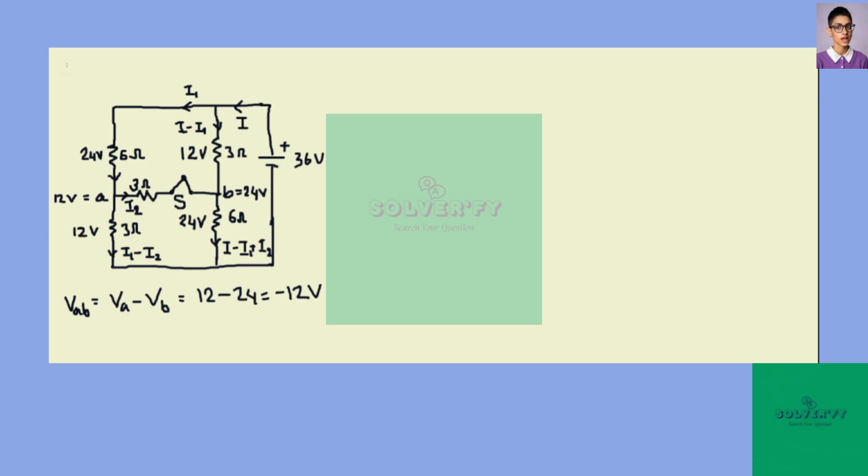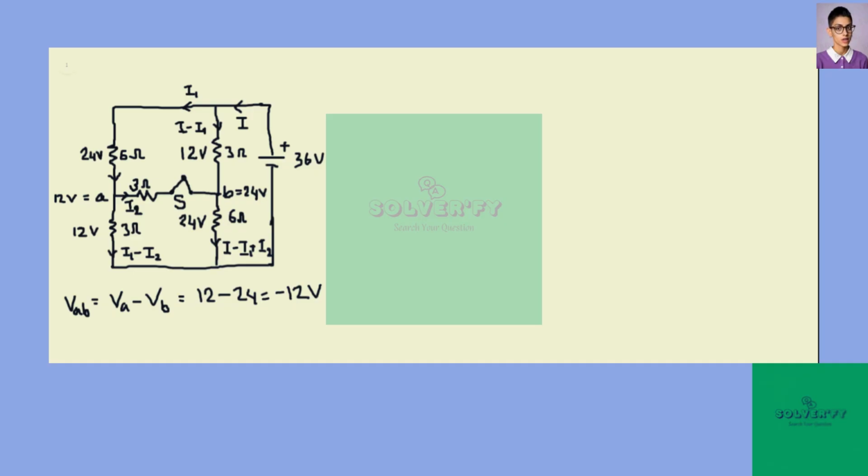Now let us see the loops here. The first loop that I would want to see is, okay, let me see what the question is asking. Okay, what is the current through S when it is closed? To find the current, we need to look at Kirchhoff's loops here.